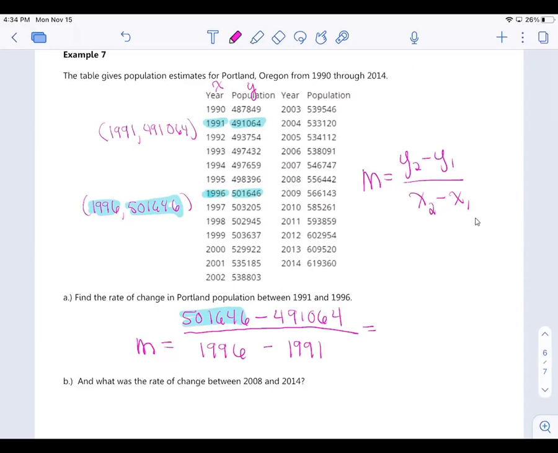And this, my goodness, definitely needs, for me, a calculator at this moment. I'll turn on my lights more. So I'm going to do 501,646 minus 491,064. I get 10,582. And then that would be 5 years.